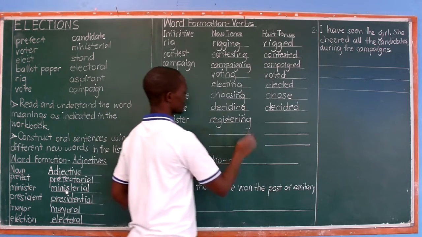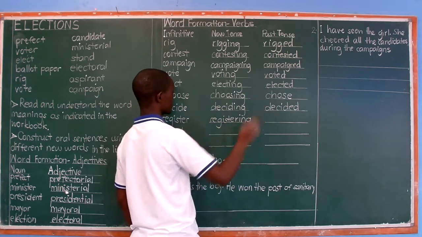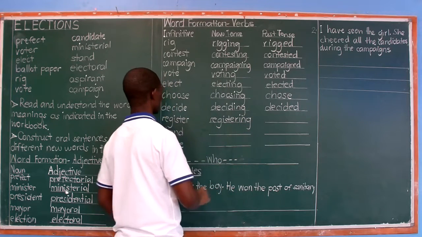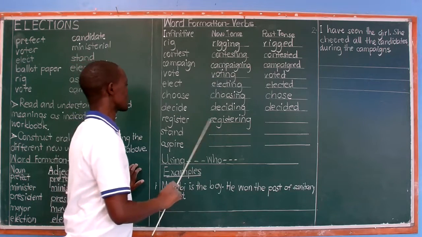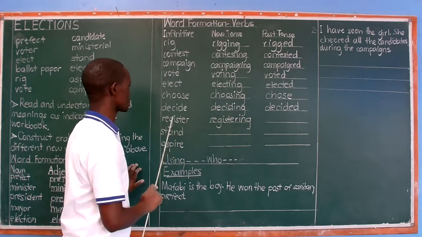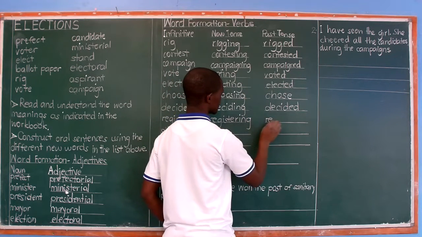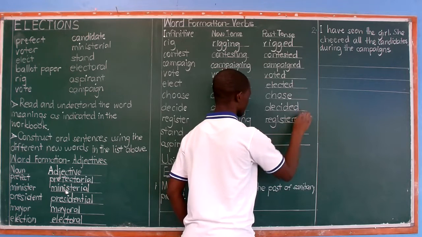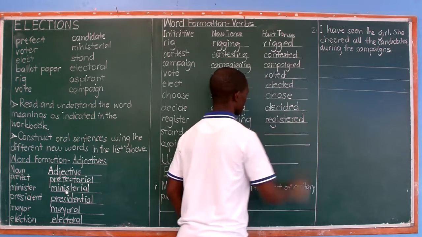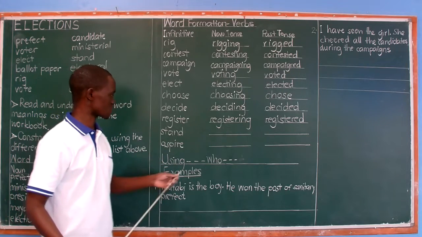Registering, then the final word in this list, this column. The final form of the word register: registering, to past tense, which is registered. The presidential aspirants are registered with the Electoral Commission of the school.